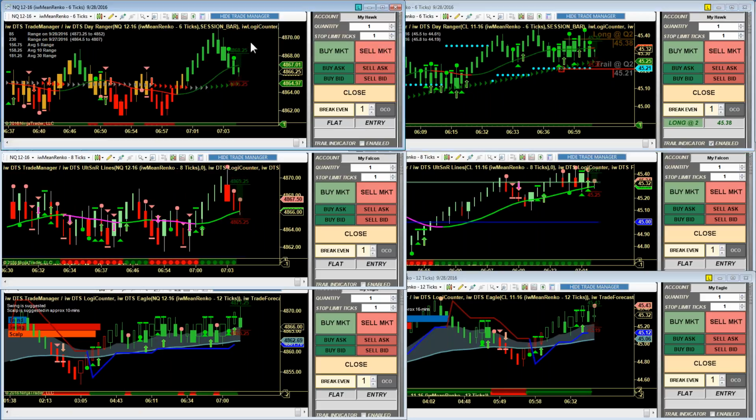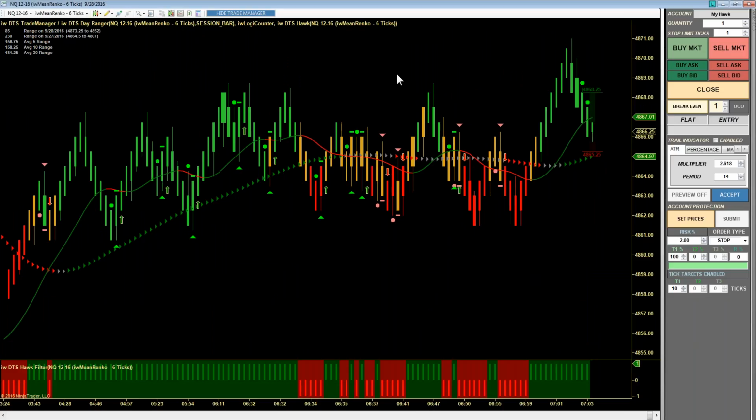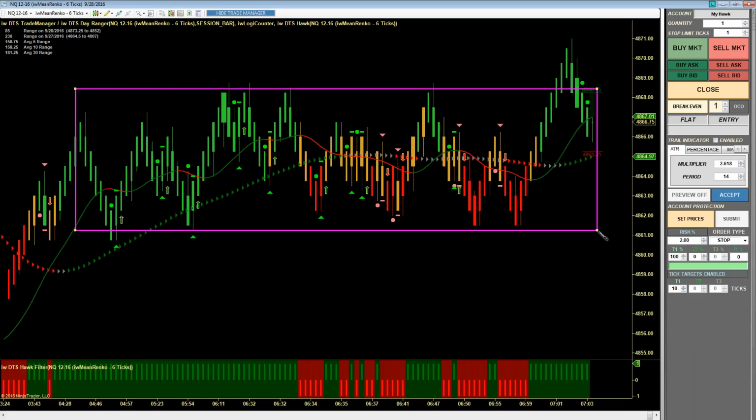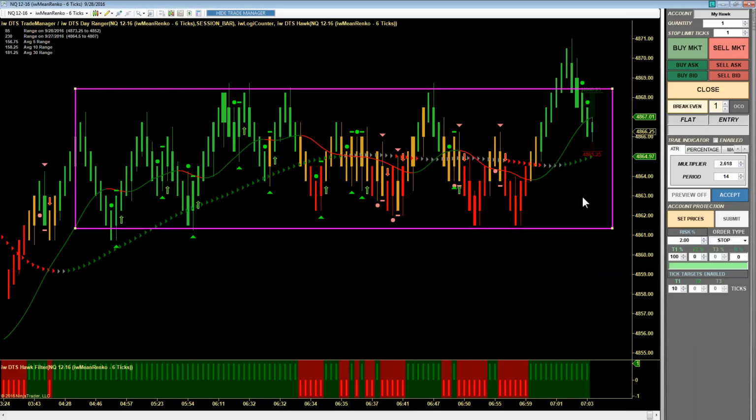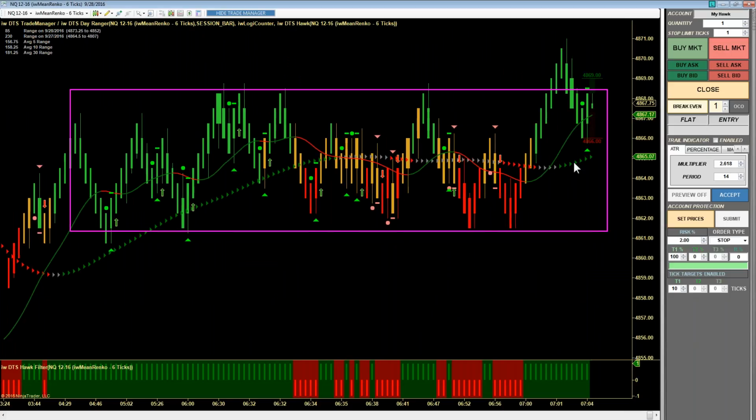Well, they did kind of break out of this trading range a little bit, the trading range that we identified earlier, like this. We did get a breakout. Now we're getting our retest. It'll be interesting to see whether or not the buyers come through.